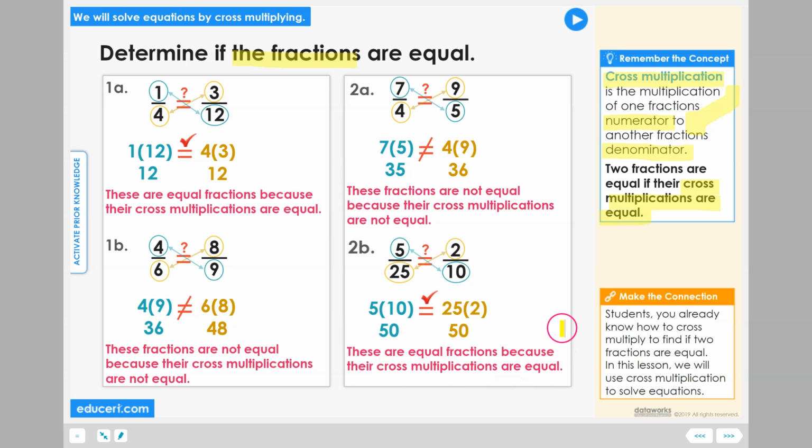Well, students, you already know how to cross multiply to find if two fractions are equal. In this lesson, we will use cross multiplication to solve equations that look like equal fractions.